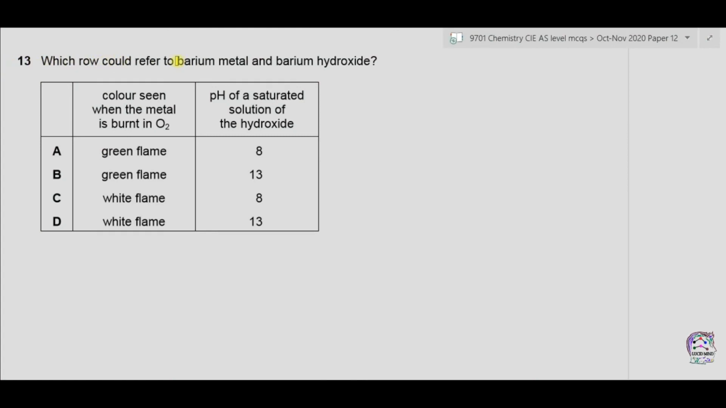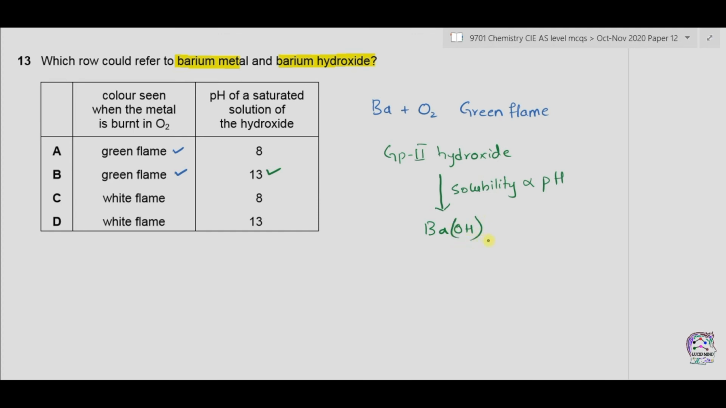Question 13. Which row could refer to barium metal and barium hydroxide? First option is the color seen when the metal is burnt in oxygen. When barium metal burns in the presence of oxygen, the color shown is a green flame. So it could be A or B. Second option is the pH of a saturated solution of the hydroxide. As barium is a group 2 element, we know that group 2 hydroxides become more soluble when moving down the group. When solubility increases, the pH also increases. So the pH will be 13 for barium hydroxide, as it is below in group 2. The correct option is therefore B.